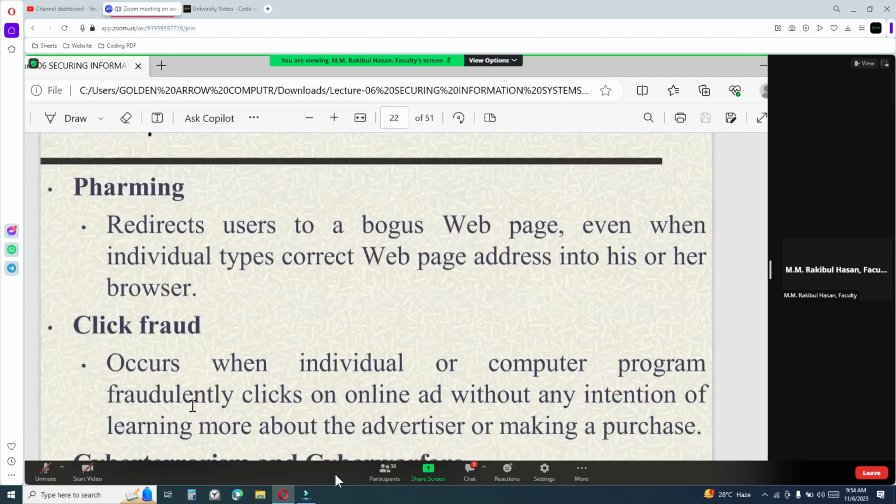Then the next one is pharming. Pharming means nothing but redirecting a user to a bogus website. Pharming is nothing but redirecting users to a bogus website.